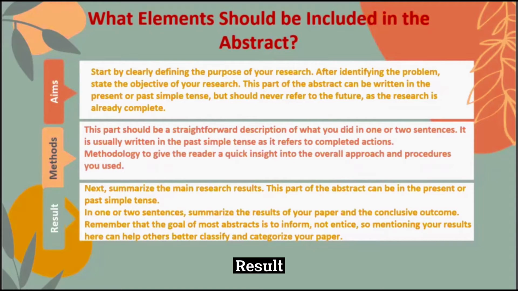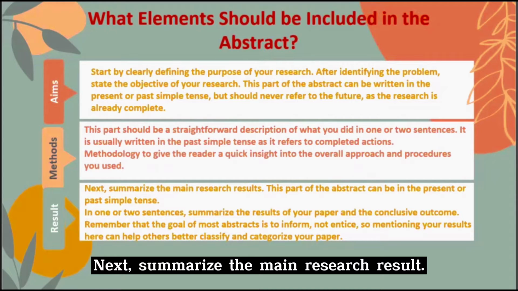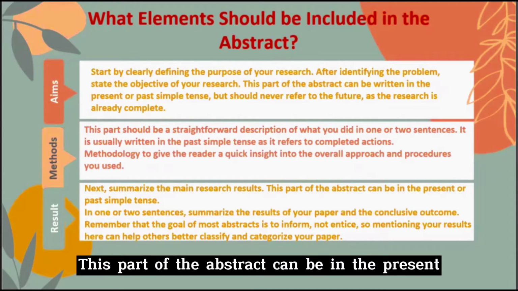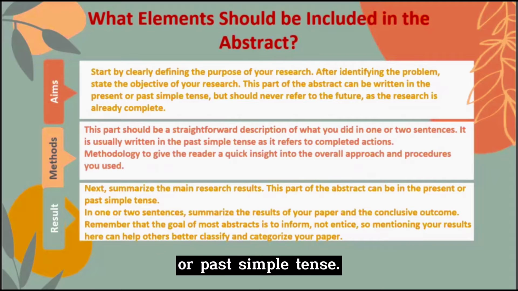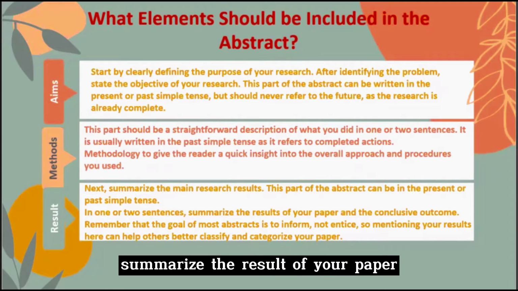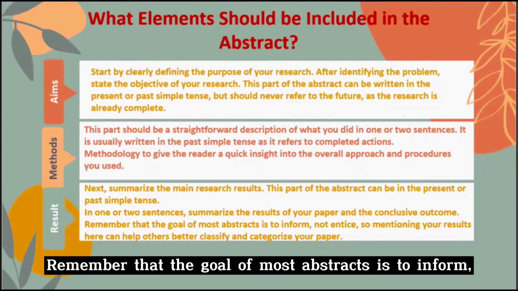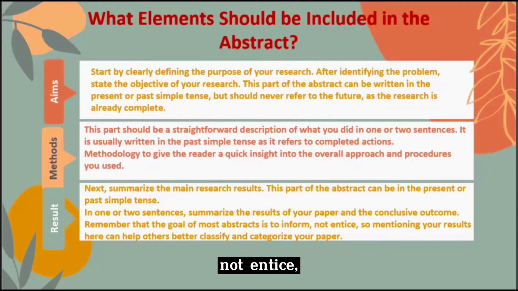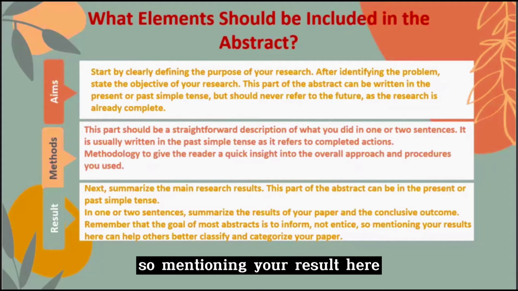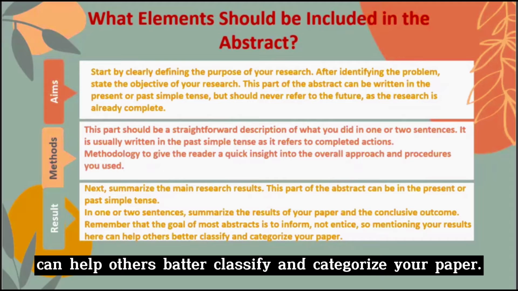Results. Next, summarize the main research results. This part of the abstract can be in the present or past simple tense. In 1 or 2 sentences, summarize the results of your paper and the conclusive outcome. Remember that the goal of most abstracts is to inform, not entice. So, mentioning your results here can help others better classify and categorize your paper.